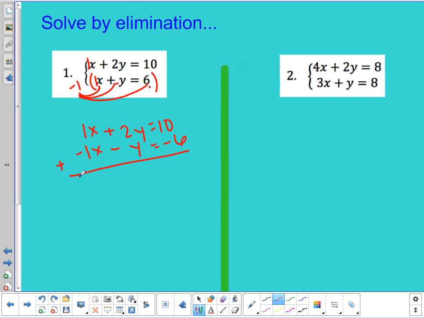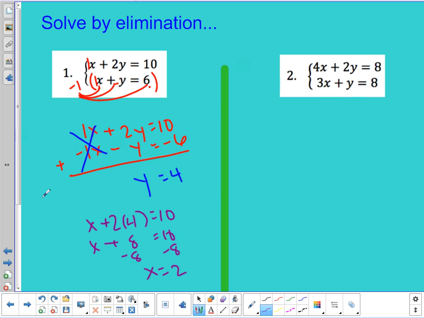Now I can add them up, and my x terms drop out. 1 and -1 is 0. So 2 minus 1 is 1y. And 10 minus 6 is 4, so I have y is equal to 4. Then I plug that back in. X plus 2 times 4 is equal to 10. That's x plus 8 equals 10. Subtract the 8, and I get x is equal to 2. So my solution here is 2 comma 4.